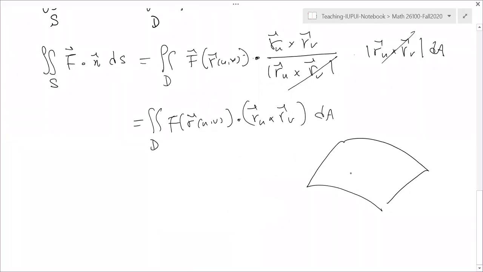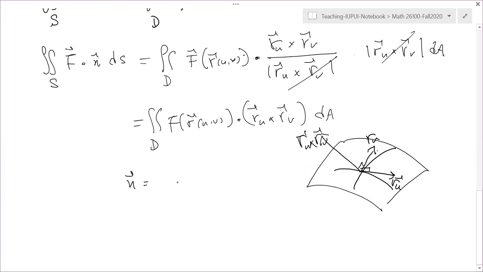And on the surface, here's a u curve, this is a v curve. So this is r_u, right? And this is r_v. The cross product will be the vector perpendicular to those two tangent vectors. So that gives you a vector perpendicular to the surface. And if you normalize it, then you get a normal vector. Normalize means you divide by its length, so you become a unit vector.